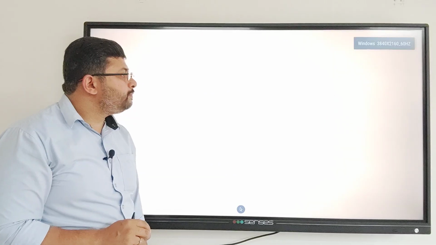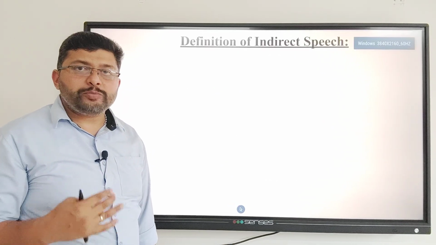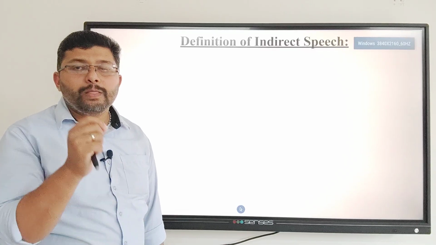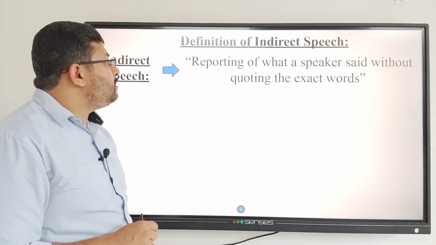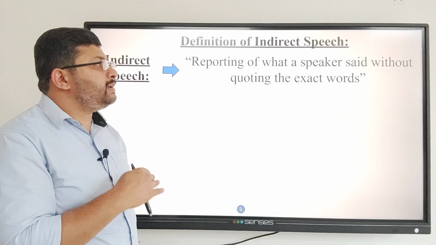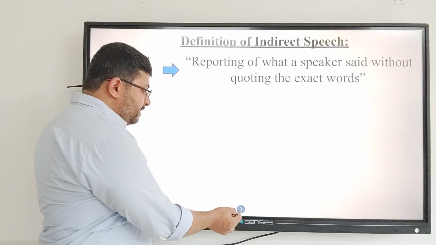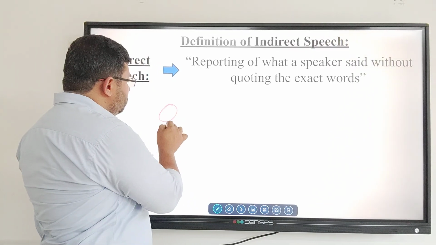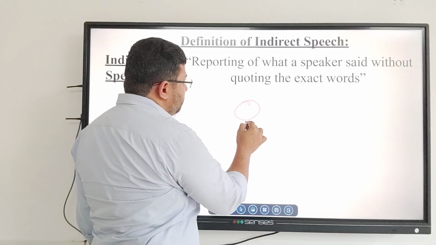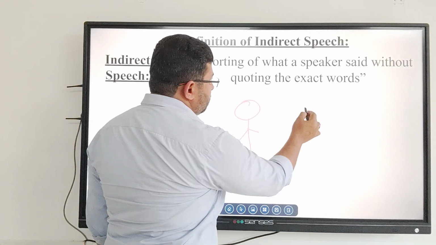Okay, now what is the definition of indirect speech? What is meant by indirect speech, or in other words, how could we define indirect speech? The definition goes like: reporting of what a speaker said without quoting the exact words. See the same example, the same picture which I have drawn before. Three people are here now. Now there are three people.